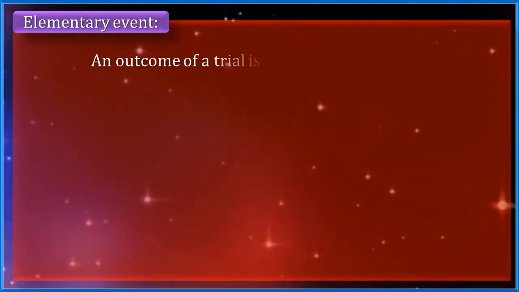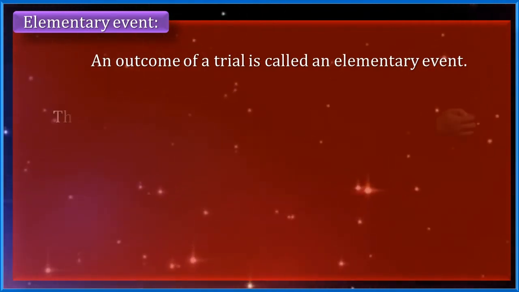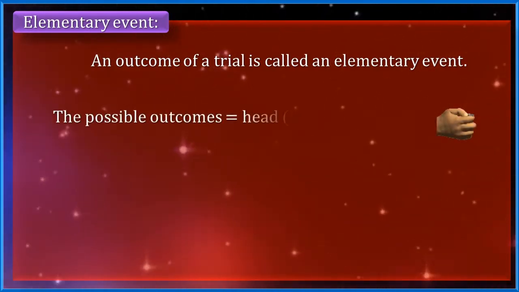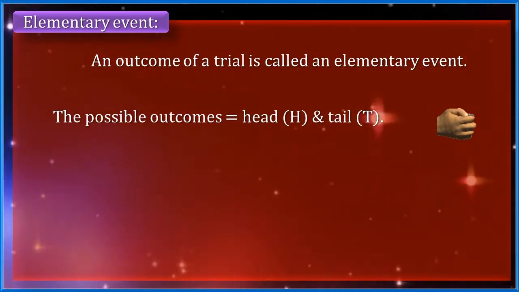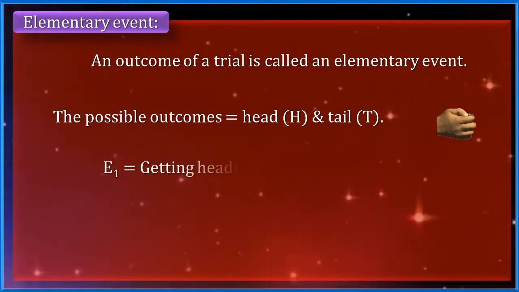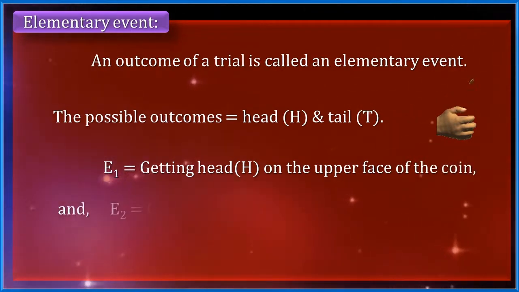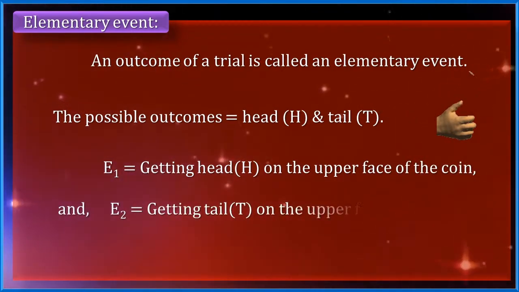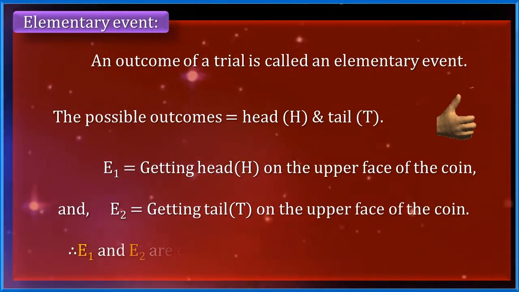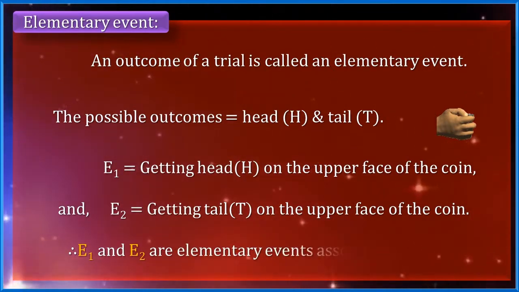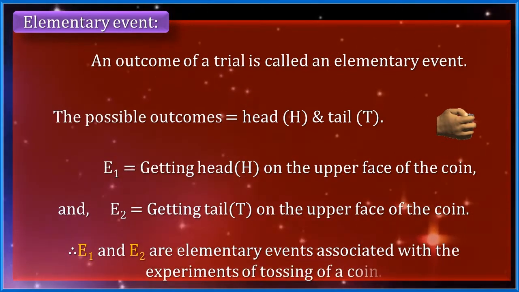Elementary event. An outcome of a trial is an elementary event. In tossing of a coin, the possible outcomes are head H and tail T. Therefore, if we define E1 equal to getting head H on the upper face of the coin and E2 equal to getting tail T on the upper face of the coin, then E1 and E2 are elementary events associated to the experiment of tossing of a coin.